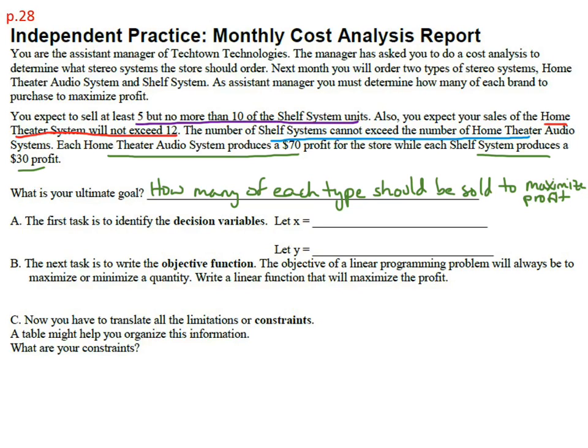Okay, so now we need to figure out our decision variables. What is it we're trying to decide? How many of each type? Well, what type is it that we're talking about here? So our X, that can be our home theater systems. And then I'm going to let Y be the shelf systems. It doesn't matter which you say is which, so long as you're consistent. You define those variables and keep your information consistent for each of them. You'll get the same answer.